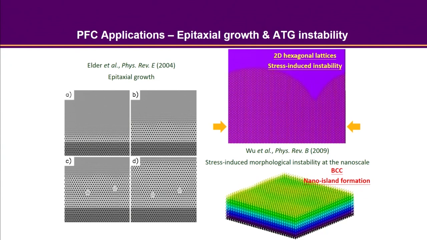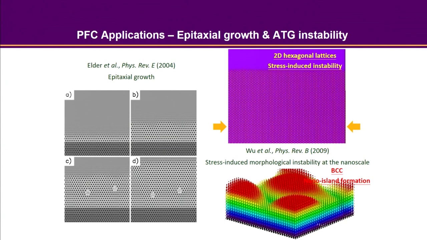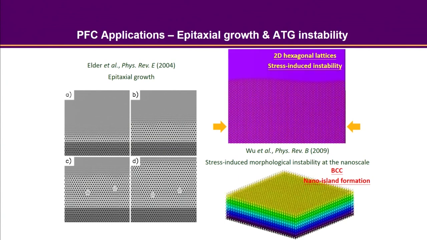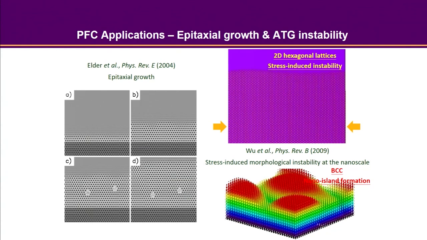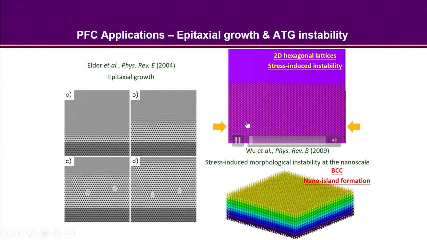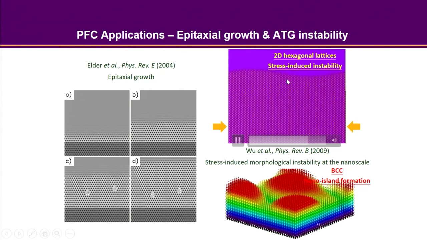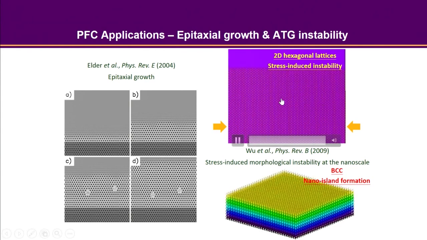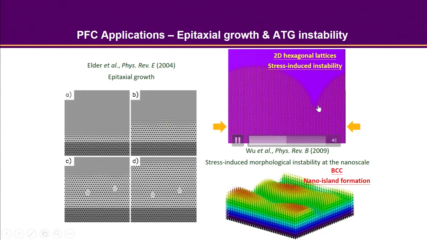And in 2009, we looked closely, just the traditional, to study the ATG instability. So here is one movie showing that if you just simply compress your thin film, what's going to happen is that due to this strain energy, the surface is going to undulate as expected. But what PFC can actually catch more is during the late stage, you see this cusp forming at the trough. But there is a nucleation of this location.